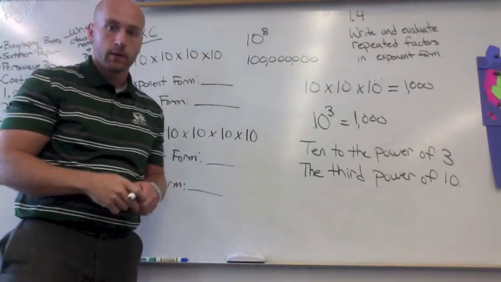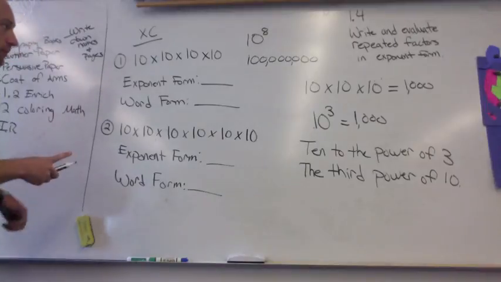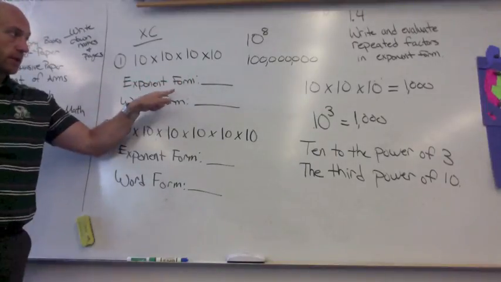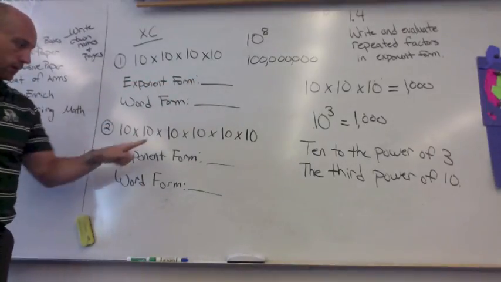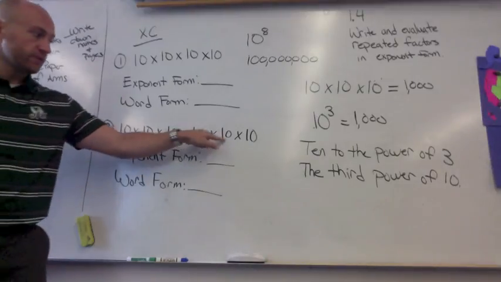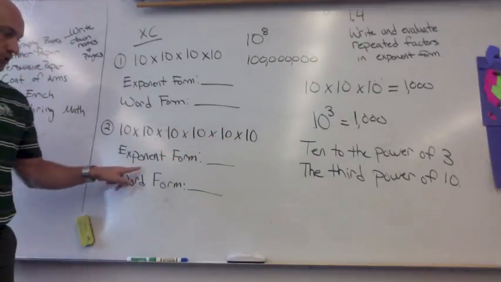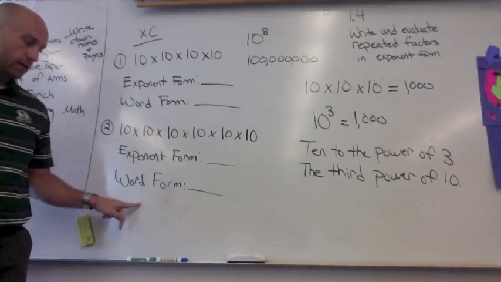That's it. Okay, here are your extra credit problems. I want you to put it in exponent form and word form. And here is 6 tens. And I want you to put that in exponent form and word form.